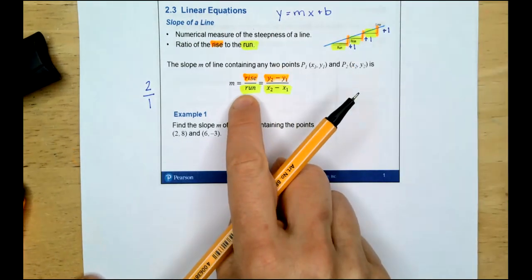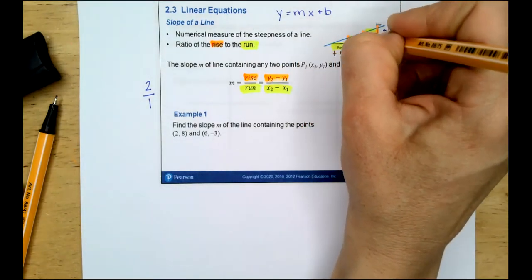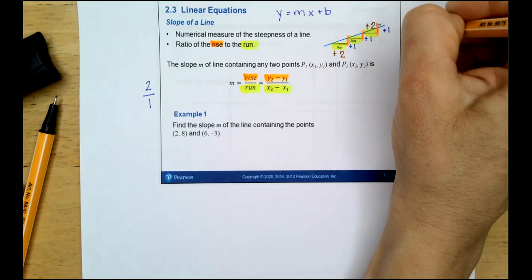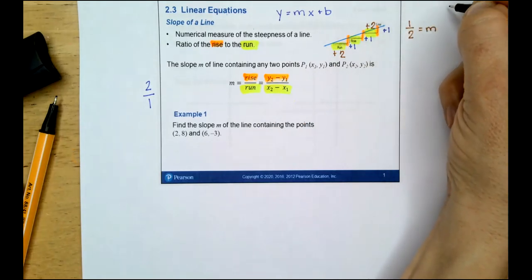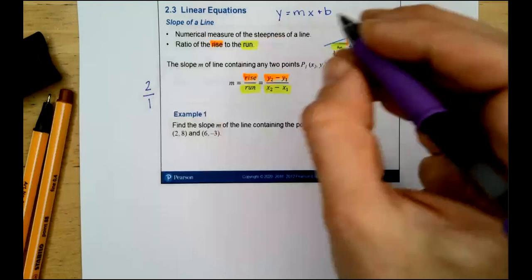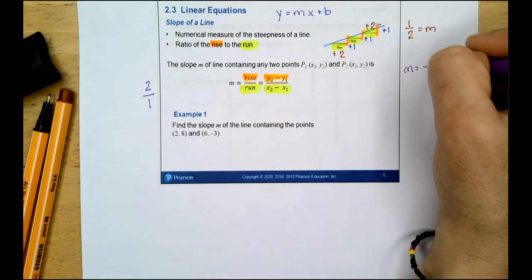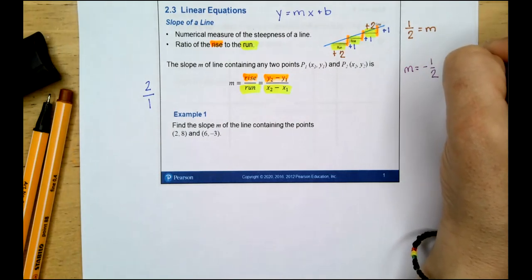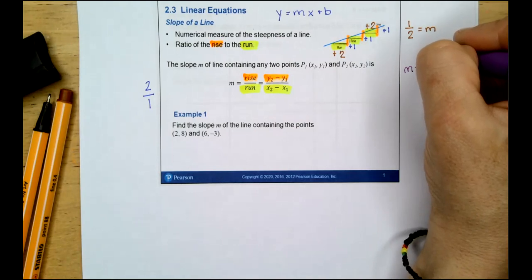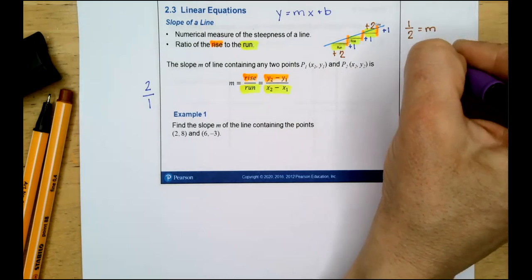And then your run is how many places you move left or right. So this is a positive slope, so maybe we're running 2. So that slope would just be 1/2, because I go up 1, right 2, up 1, right 2. I rise 1, run 2, I rise 1, run 2. Alternately, and we'll talk about this later, the slope -1/2 would mean I start from here, I go down 1, right 2, down 1, right 2, or up 1, left 2. Okay, so that's a negative slope. And that's a positive slope.